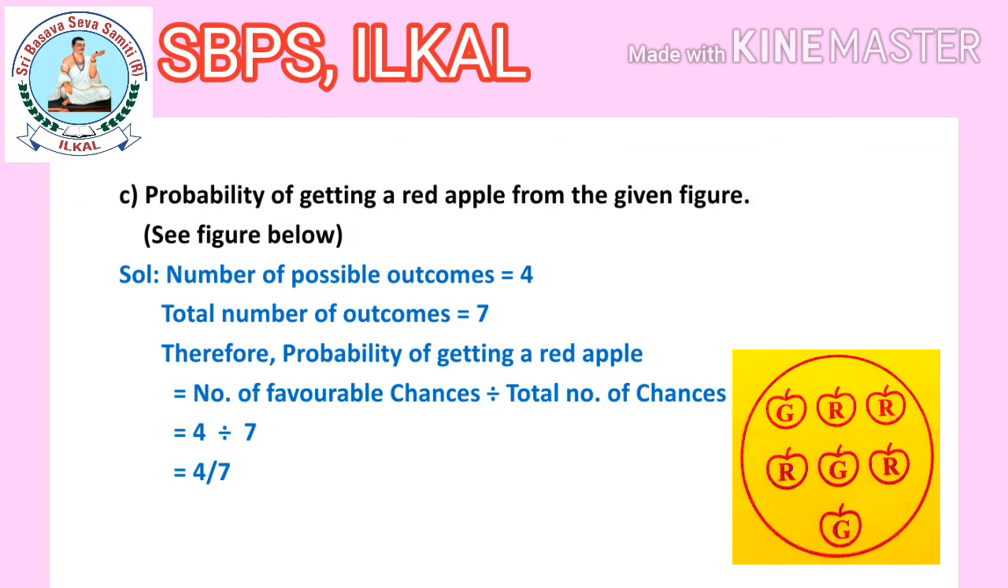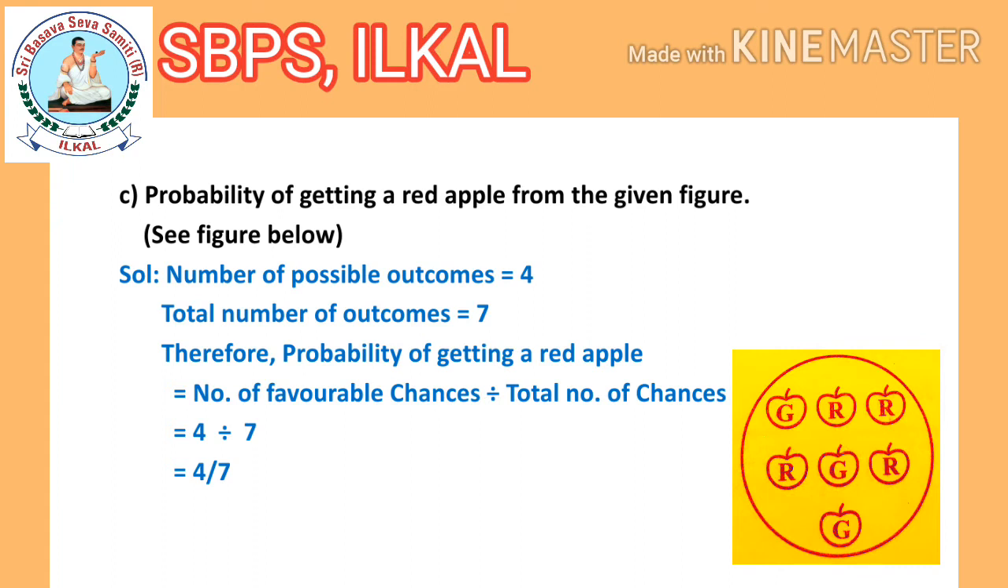C question. Probability of getting a red apple from the given figure. See figure below. Solution. Number of possible outcomes is equal to 4. Total number of outcomes is equal to 7. Therefore, probability of getting a red apple is equal to number of favorable chances divided by total number of chances, which is equal to 4 divided by 7, which is equal to 4 by 7.